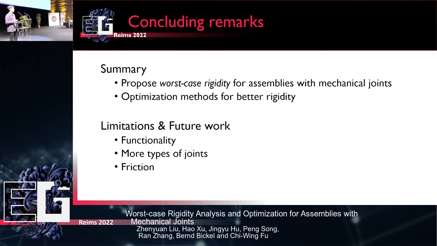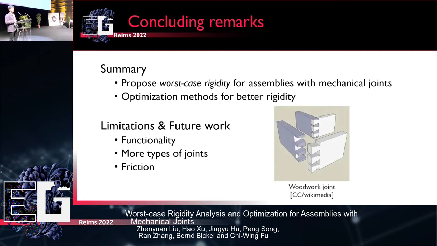The first thing is functionality. When we have assembly structures in the real world, a lot of them carry some specific functionality. They have to move to accomplish a task, like robot arms, right? But in our work, while we're optimizing for better structural rigidity, we didn't take this kind of functionality constraint into account. The second thing is we can introduce more types of joints into our framework, especially woodwork joints, which depend on contact and friction to connect different parts together.